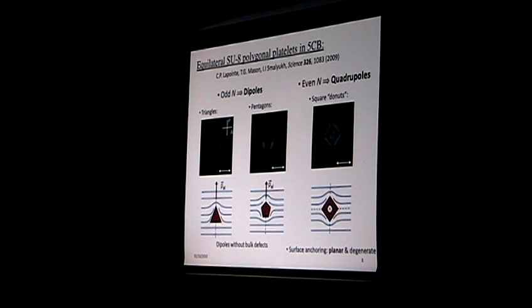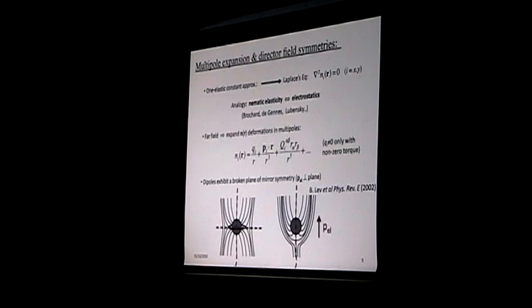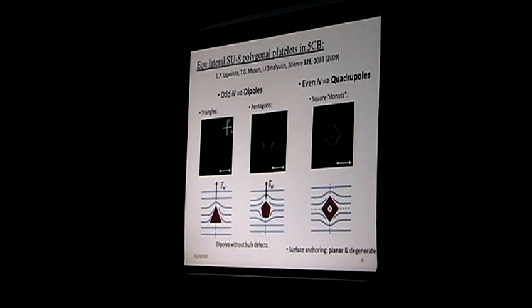Okay, this is actually giving you a quadrupole. Okay, and what's interesting about this is dipoles have never been observed with planar anchoring. Okay, and in fact, you get a dipolar nematic deformation without bulk defects, and so that's interesting. And so one question is, why do you get dipoles and why do you get quadrupoles? If n is odd, you get a dipole. If n is even, you get a quadrupole. And why is that?